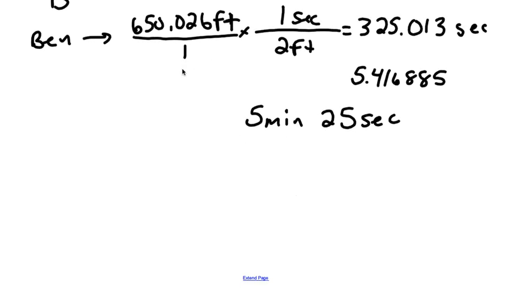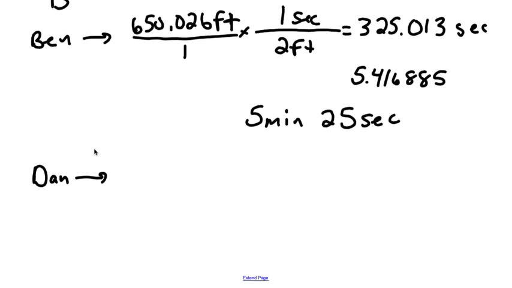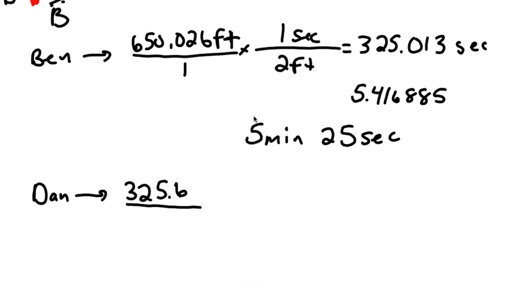For Dan, the other guy that walks straight up and then straight over, what we're going to do is take his distance in the sand, 325.6, and instead of writing it out like we did right here and doing all of this, we know that this is going to be divided by 2 to get his time in the sand, right?